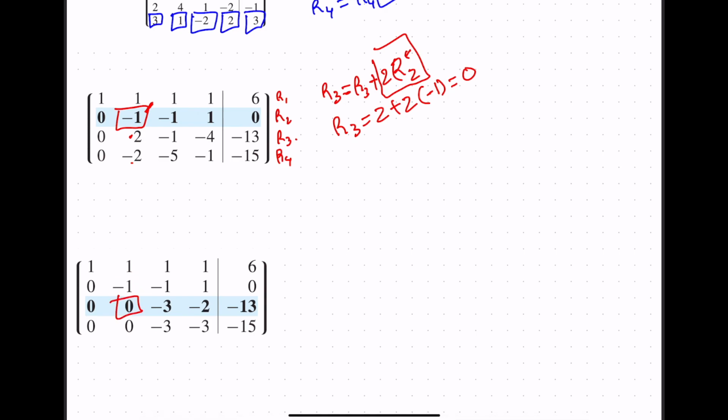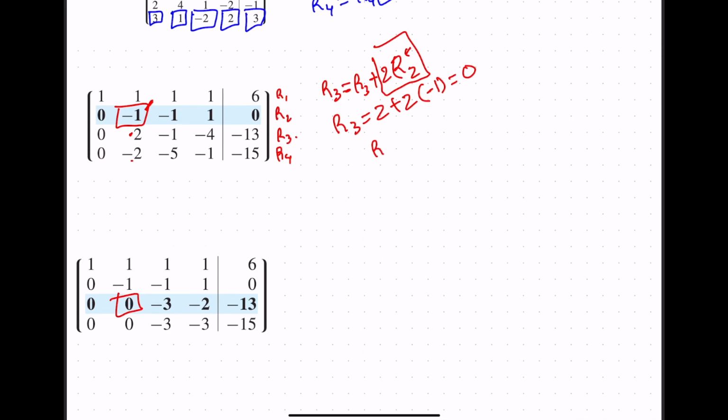So it's already 0. And then we have R3 equal to my negative 1 here, so minus 1. And we have a plus 2, that's already restricted, times R2, which is negative 1. And we get negative 1 minus 2 equals negative 3, and this is what we have down here.